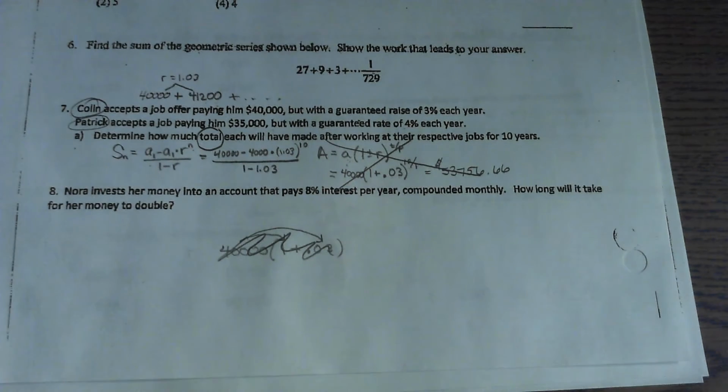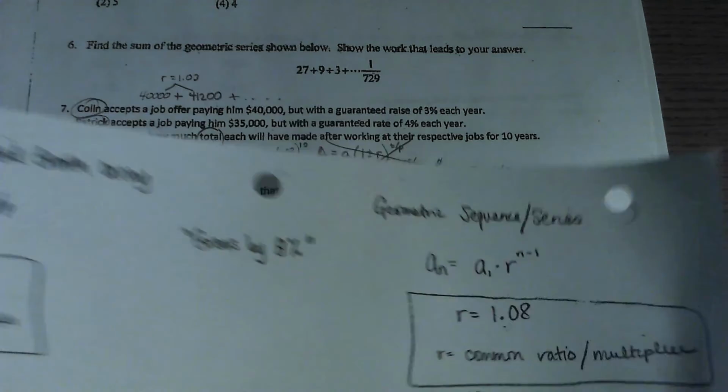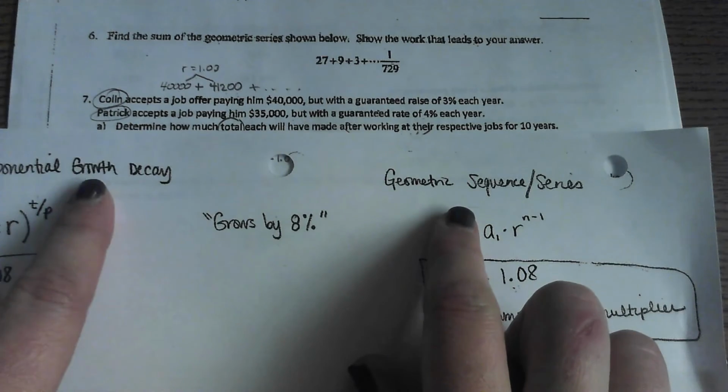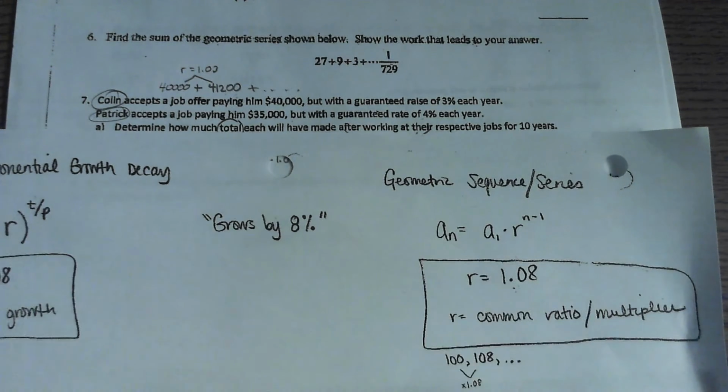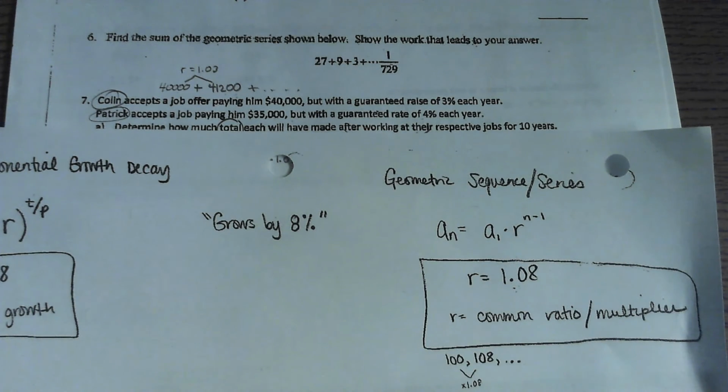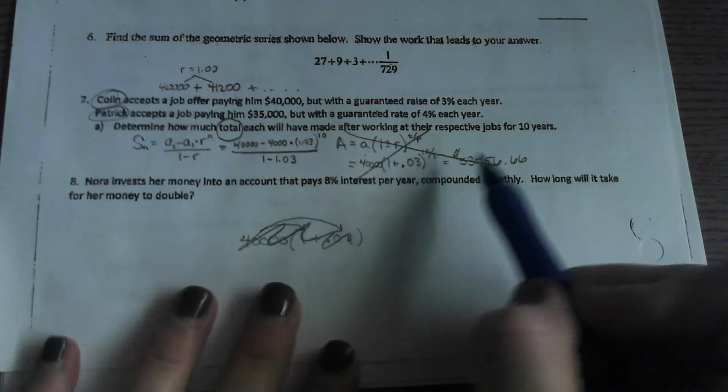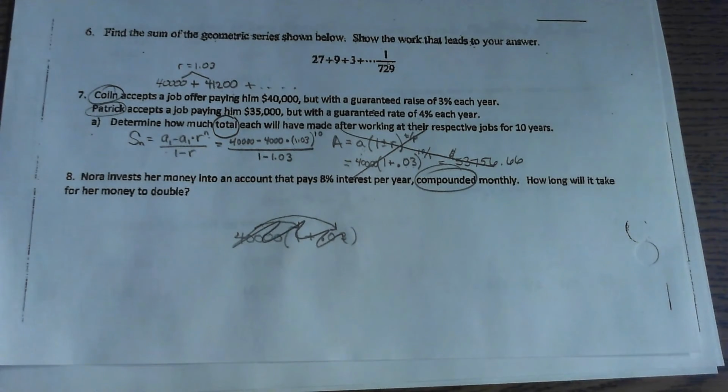Okay, I'm looking for you to identify the key word that's going to help us decide whether it's exponential growth or decay, or whether it's geometric sequence or series. I'd love to see your hand, Jack Birmingham. Compounded is the one word. If you see compounded, we have a formula for that. It's on our flashcards. It's not on your reference sheet.